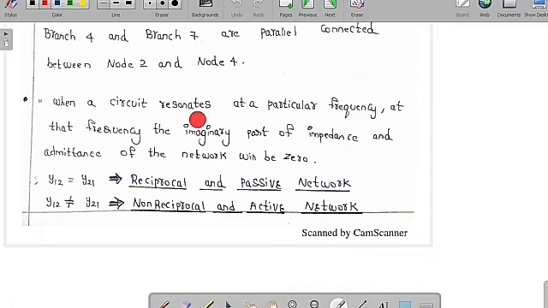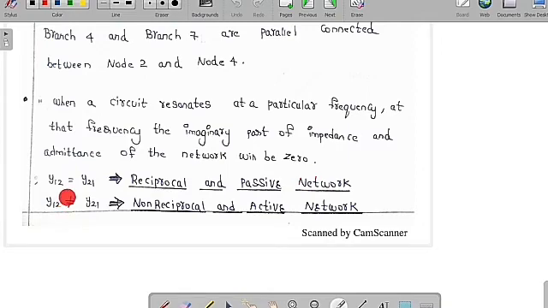When a circuit resonates at a particular frequency, at that frequency the imaginary part of the impedance and the admittance of the network will be 0. I have already told you, for resonant frequency, definitely the circuit is purely resistive, which means the imaginary part of the impedance and the imaginary part of the admittance is 0.